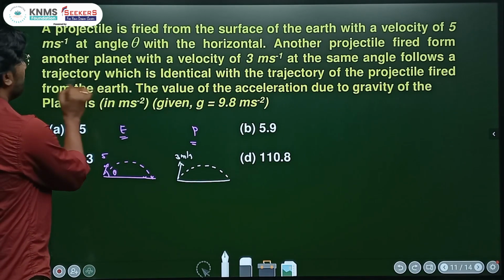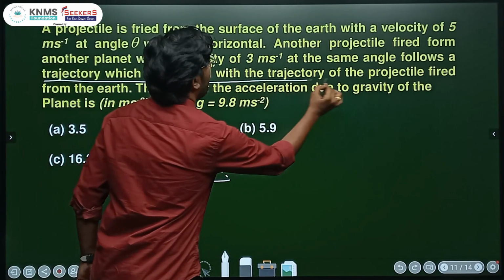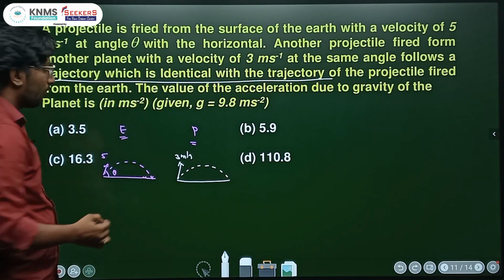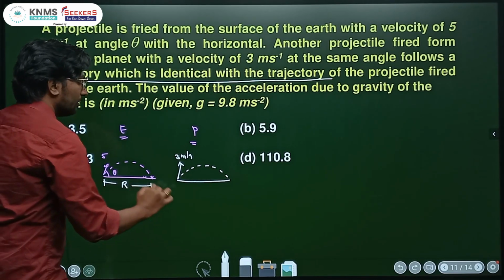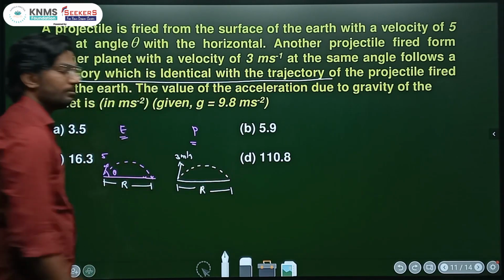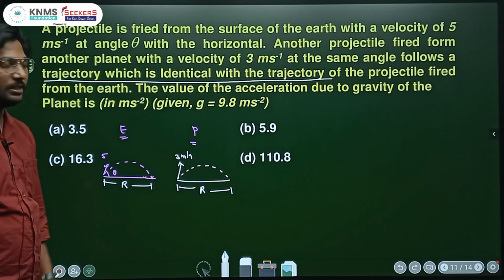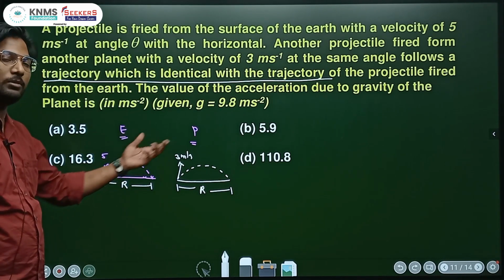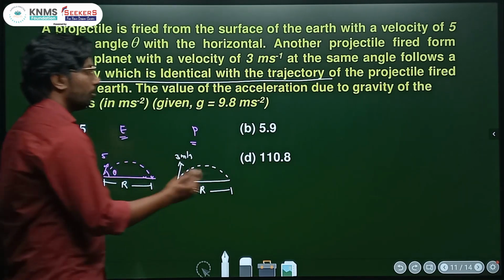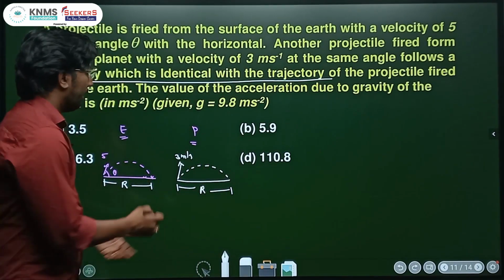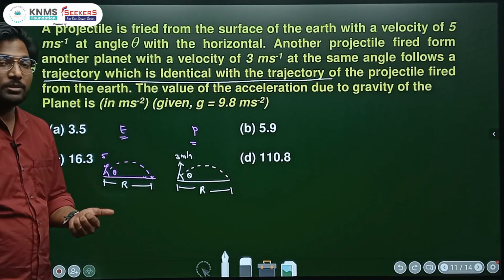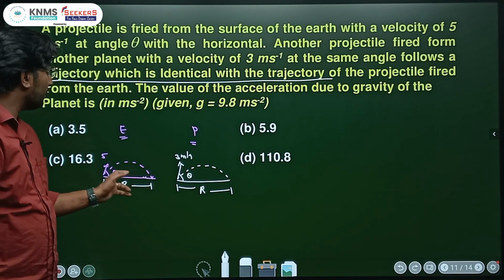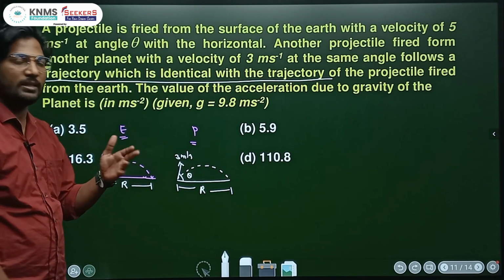This particular statement is really important in solving this question. If the trajectory is the same, what does that mean? The range is the same. Okay, the horizontal range is the same. All you got to do is equate the range values of the other planet and of the earth. So if you equate the range, what is the range equation? And here also the angle is the same. So the range equation is u square sine 2 theta by g. What is the same here? Angles are the same, so you can eliminate the sine 2 theta part.